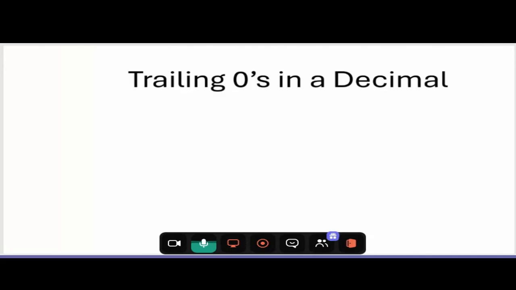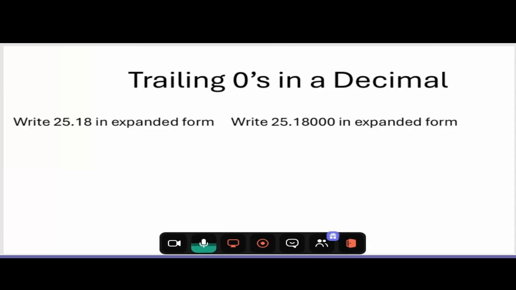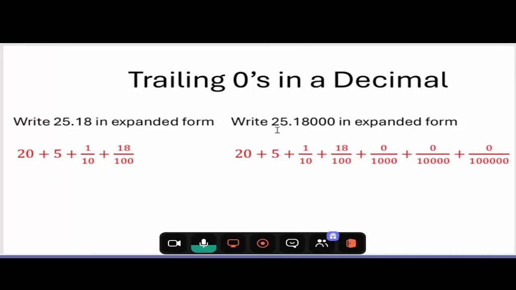Okay, trailing zeros. As promised, some zeros don't have to be there. So let's write the number 25.18 in expanded form, and then we're also going to write 25.18000 in expanded form. This is 20 plus 5 plus 1/10, if you think of your place value chart, and 8/100ths, again, if you think of your place value chart. This one over here is the same, and then a bunch of zeros. 0 thousandths, 0 10 thousandths, and 0 100 thousandths.